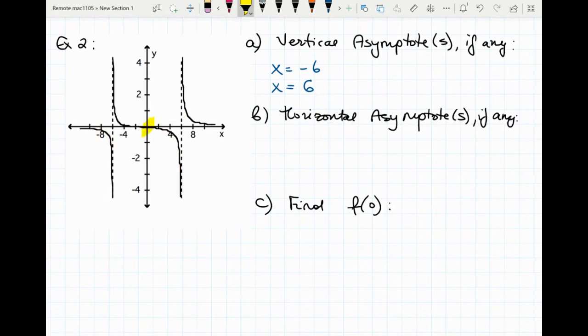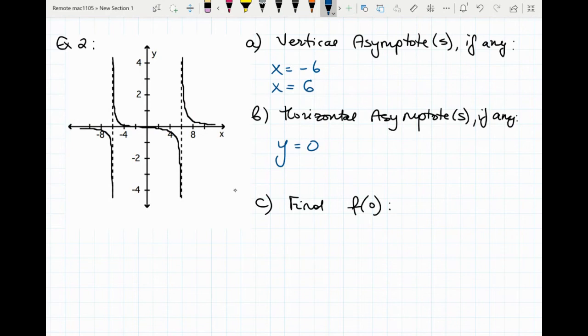Well, remember, vertical asymptotes are very strict. We cannot cross or touch vertical asymptotes. However, horizontal asymptotes, it is possible to cross them, which is the case that you see right here in the middle, where the middle branch of the rational function actually crosses that horizontal asymptote. So let's go ahead and write that horizontal asymptote. We have the horizontal asymptote at y equals to 0.